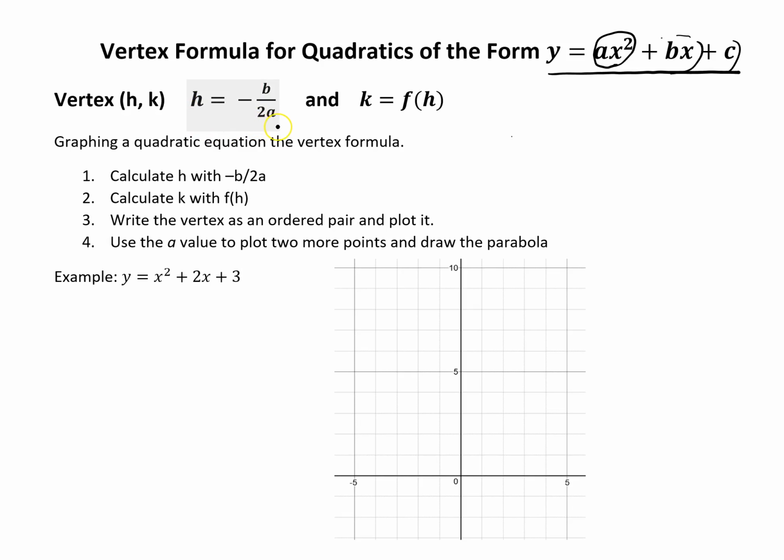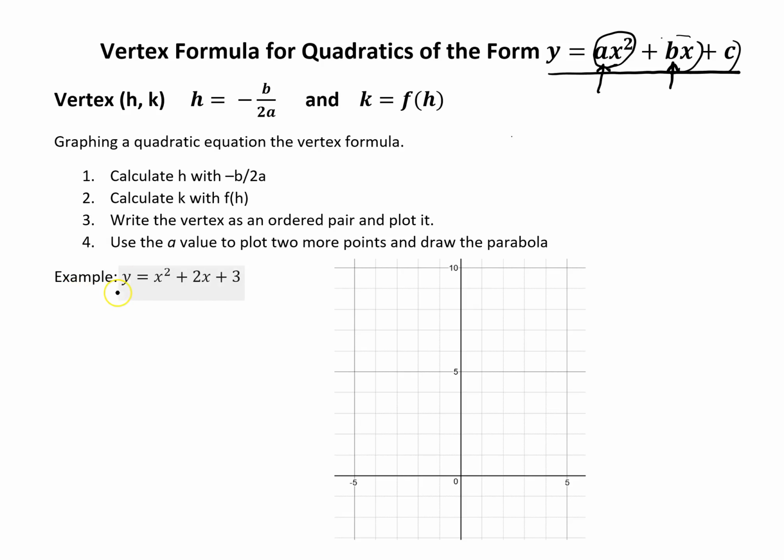So this is the formula we need: h equals negative b over 2a. So let's identify where those letters are. B is the coefficient in front of the x term, and a is the coefficient in front of the x squared term. Notice the c value does not affect this formula. Okay, so let's start with using that, because in step 1 it says calculate h with negative b over 2a.